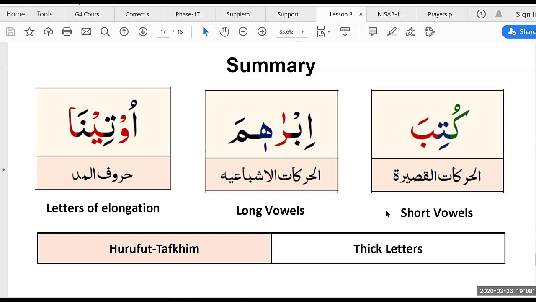And I request the ST to choose a student. Okay. L236. L236. L236. Assalamu alaikum.